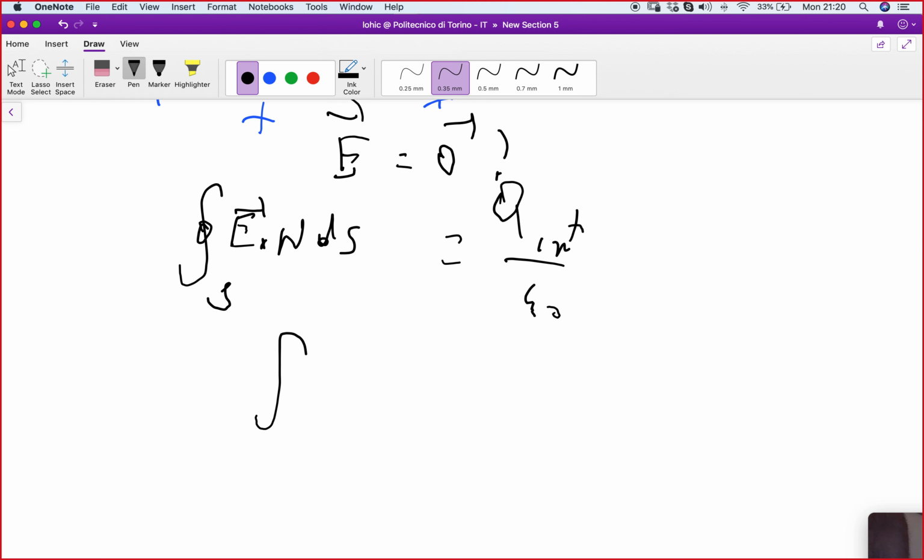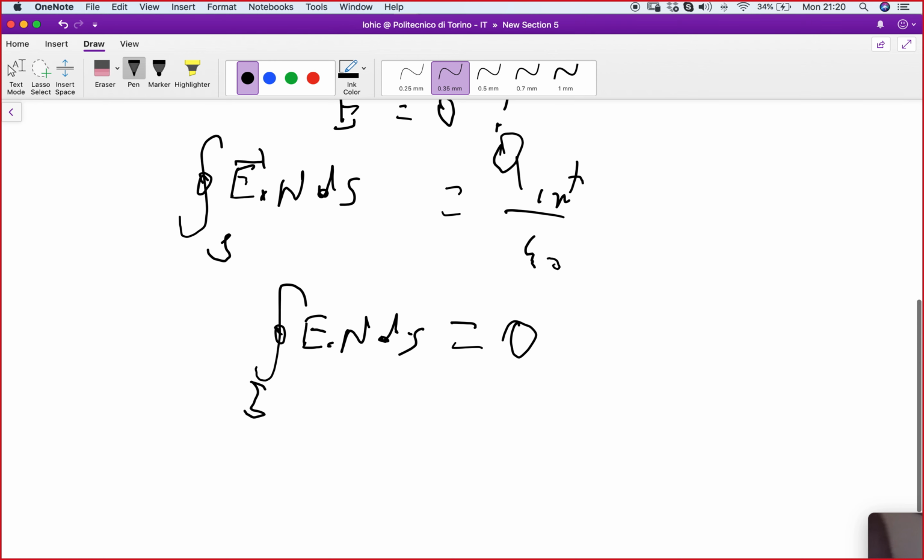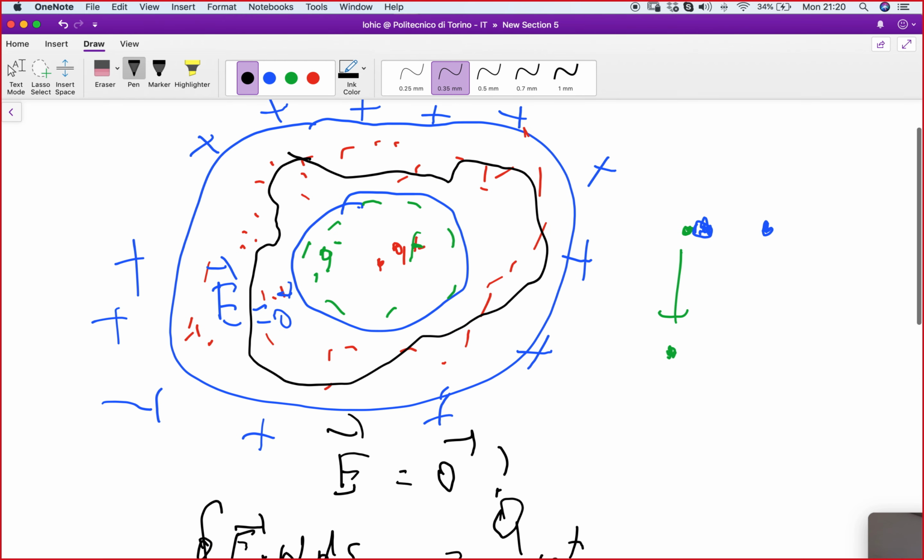Okay, so the integral of E dot n dS is equal to 0 because the internal charge is 0. Yes or not? Now, as this happens for any surface you want, it means that the E is equal to 0. So in fact, by putting the charge like this, the field inside the conductor will be 0. Yes or not?